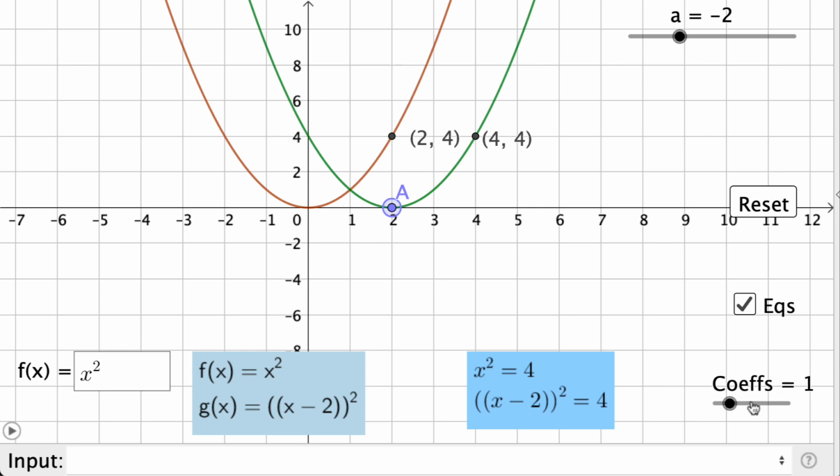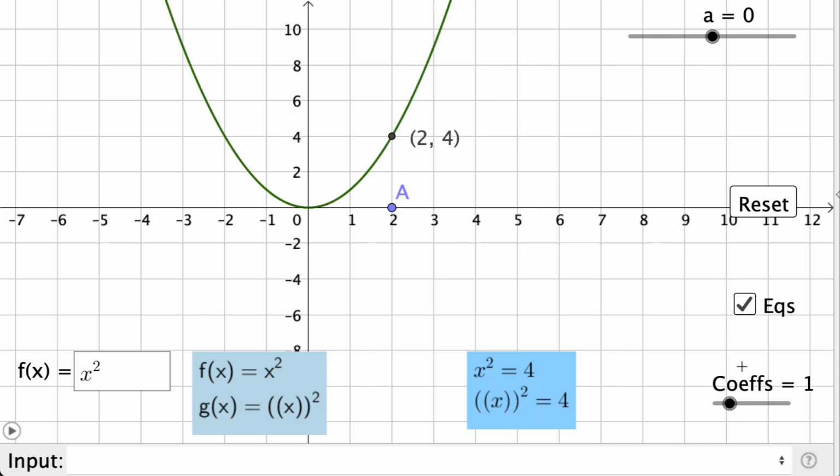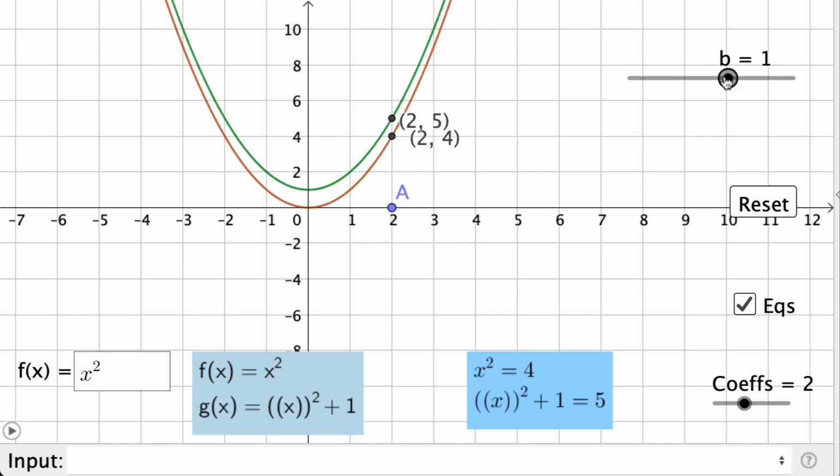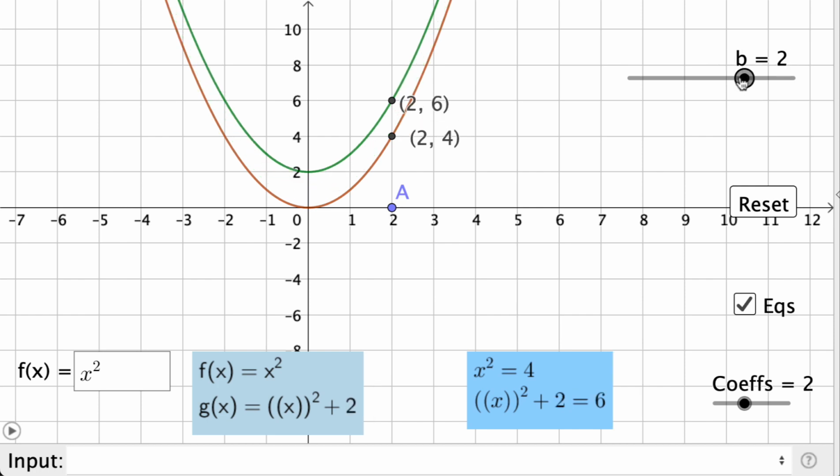So now let's take a look at what happens if we're adding or subtracting outside the function. Suppose that we start with our function x squared, and then we just add 2 outside the function. So we take x, we square it, and then we add 2. Our point 2, 4 now becomes the point 2, 6, because we took our original x value of 2, we squared it, and then we added 2. And so the resultant function here, g of x, is 2 units above our original function.